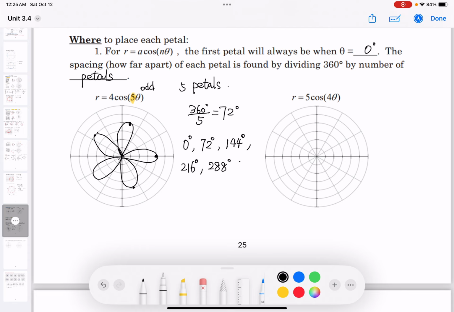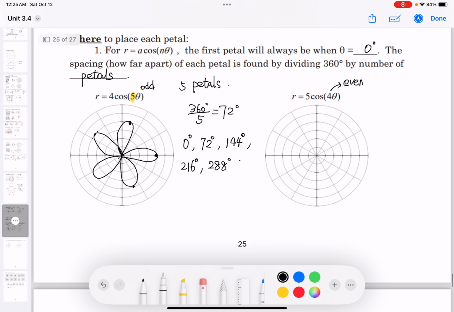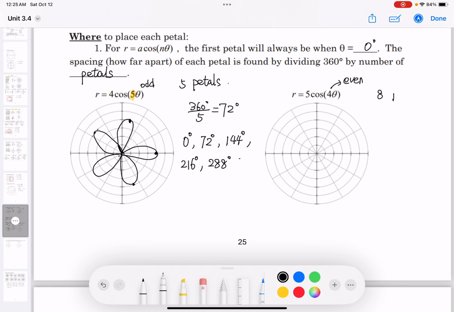Let's see the next one. How many petals do we have? We have an even number. Even number means double the 4. So 4 times 2, we have 8 petals. If I have 8 petals, how to find the spacing? We have 360 degrees over 8, and it's equal to 45 degrees. And this one is cosine. Cosine means the first petal is starting from 0 degrees. So the first one is 0.